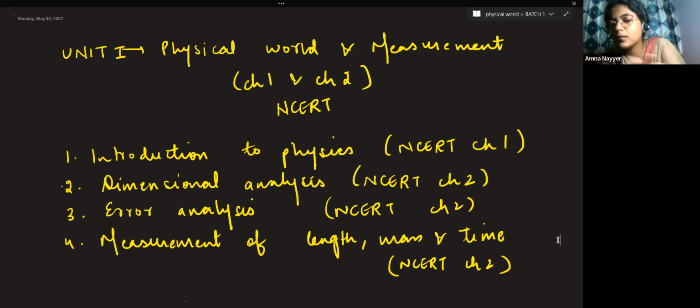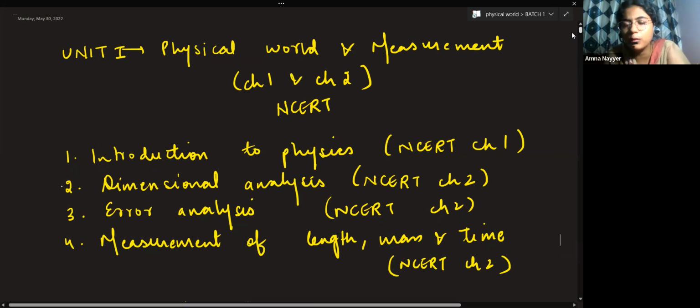And the last part is measurement of length, mass, and time. How to measure length? Because length can be measured. If I give you this pen and I ask you what's the measurement for this pen, you can easily put a scale and tell me what's the measurement for this length. So length can be there, mass can be there, time can be there. What kinds of quantities are length, mass, and time? That we'll discuss right now.